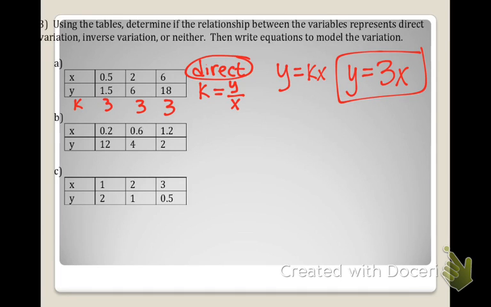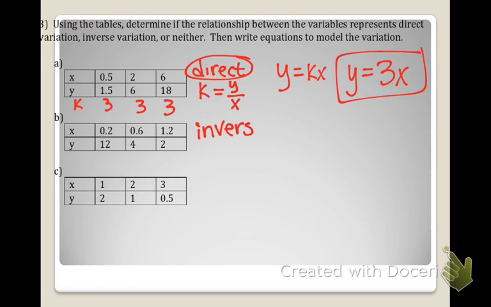Okay, on part B, remember we start off by narrowing it down by looking at how x behaves and how y behaves. So what's happening to our x values? They're going up, they're getting bigger. And while the x values are getting bigger, what's happening to the y values? They're going smaller. So what are our options? It could be neither, or it could be inverse. So inverse or neither. So we're going to check inverse.